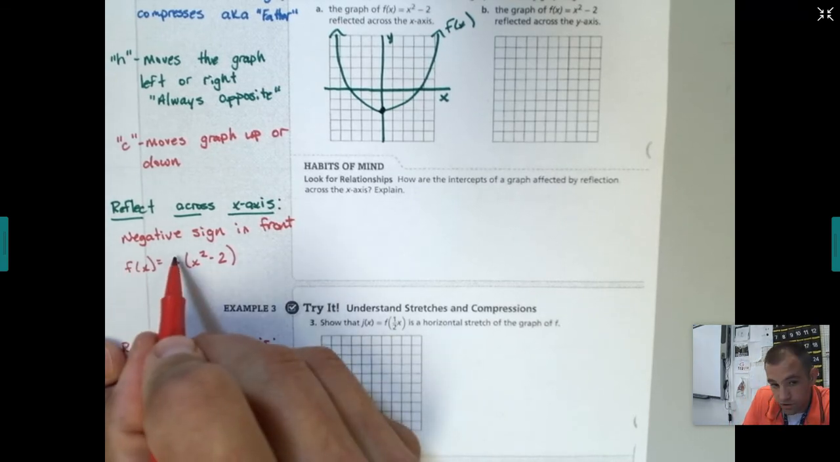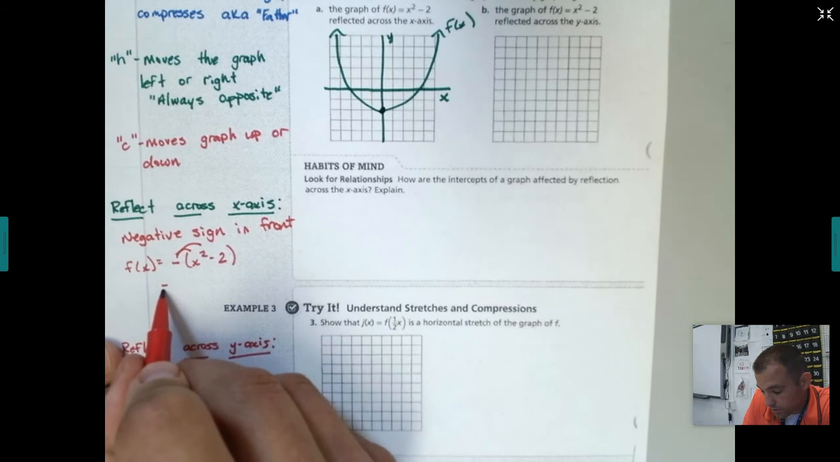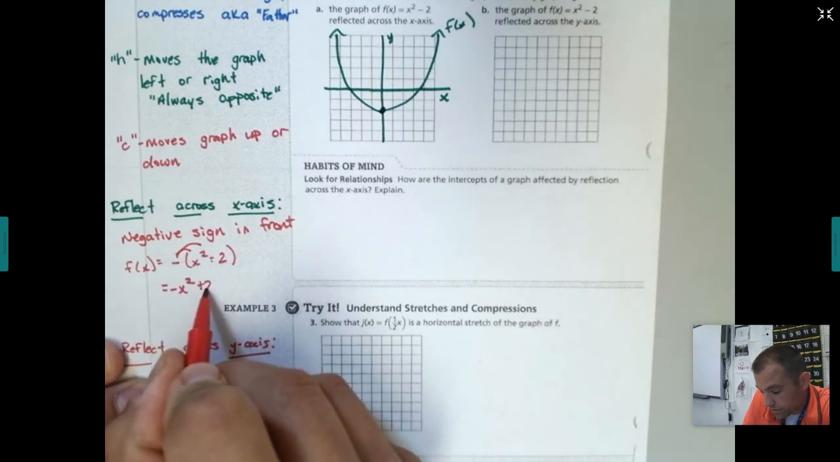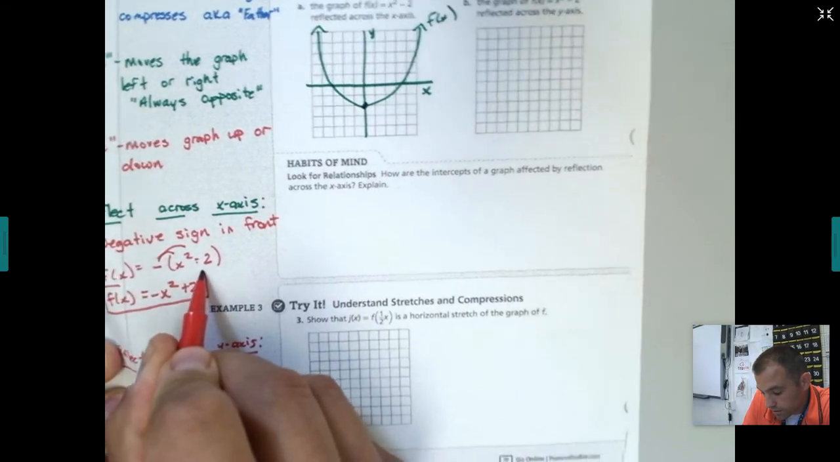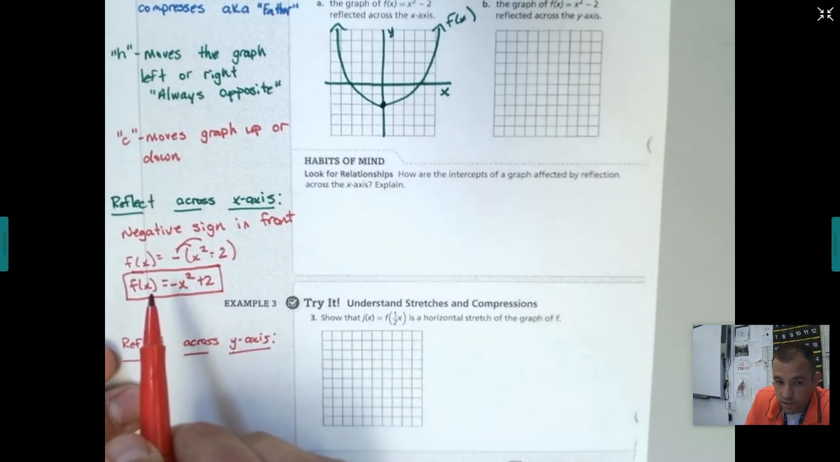And then I would distribute this negative sign, just like I would always do. So negative x squared and a negative, make that a plus 2. So this would be my new equation. And I would probably call it g of x instead of f of x. But there's my new equation.